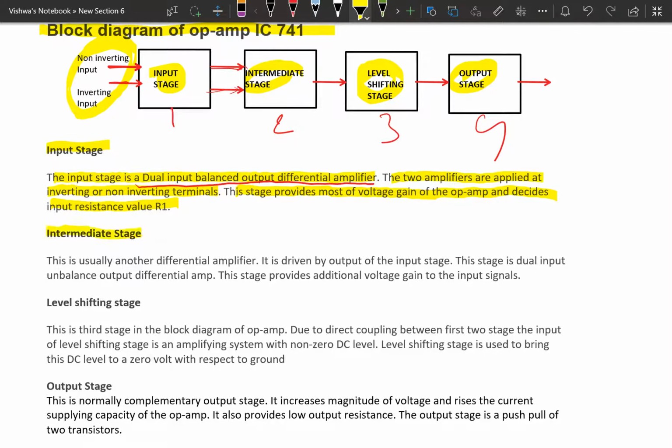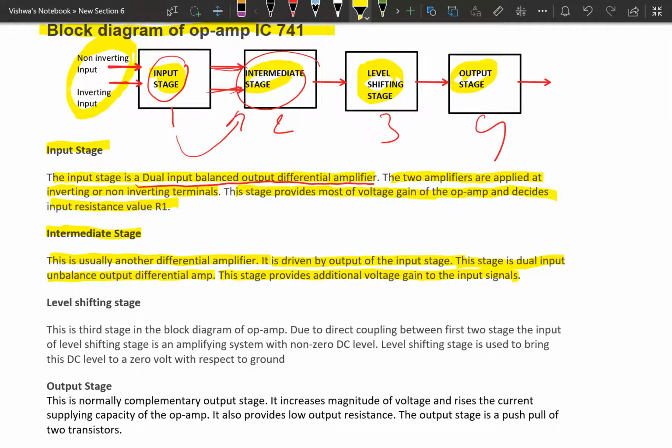Intermediate stage. This is usually another differential amplifier. It is driven by the output of the input stage. This stage is a dual input unbalanced output differential amplifier. This stage provides additional voltage gain to the signals. Already there is gain in the input stage, although this intermediate stage will add additional gain to the output of the input stage.